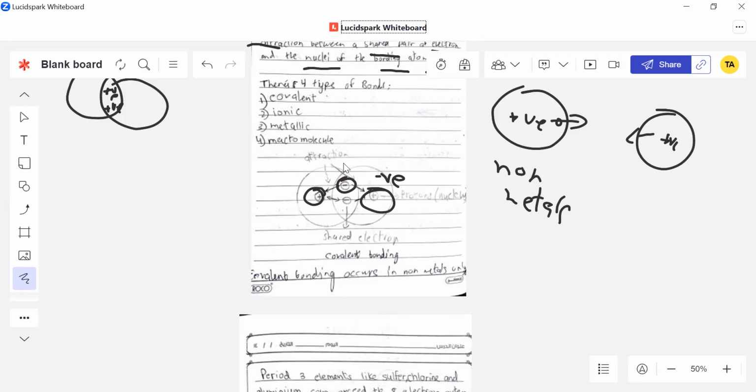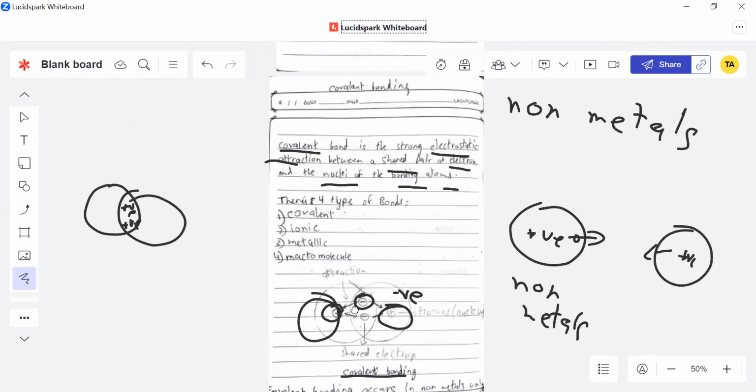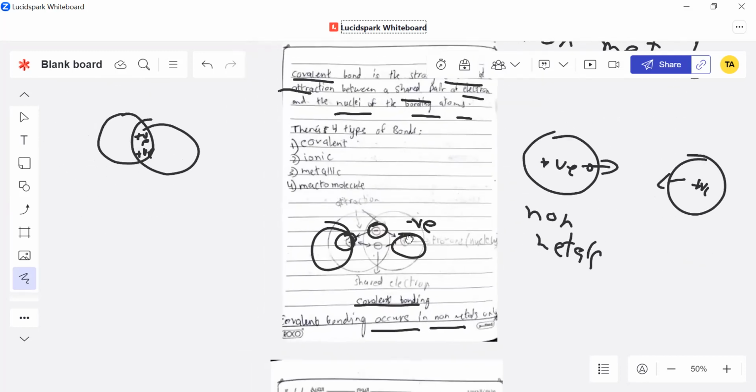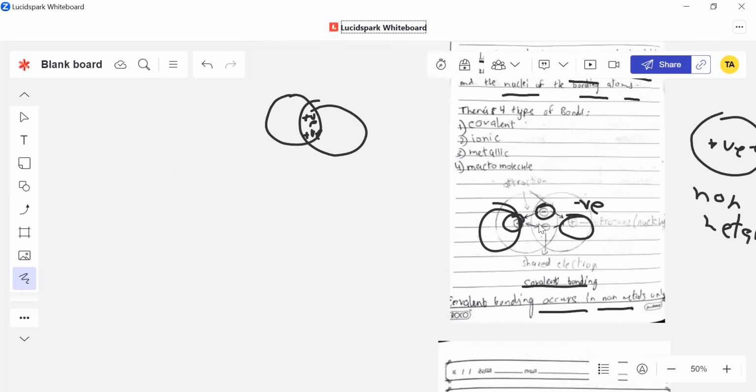So the nucleus of the right side will attract the electrons from the left atom. This will cause covalent bonding, and covalent bonding again occurs in nonmetals mostly. So this was covalent bonding. Now, for you to understand more about covalent bonding, you need to know how to draw different covalent bonds.